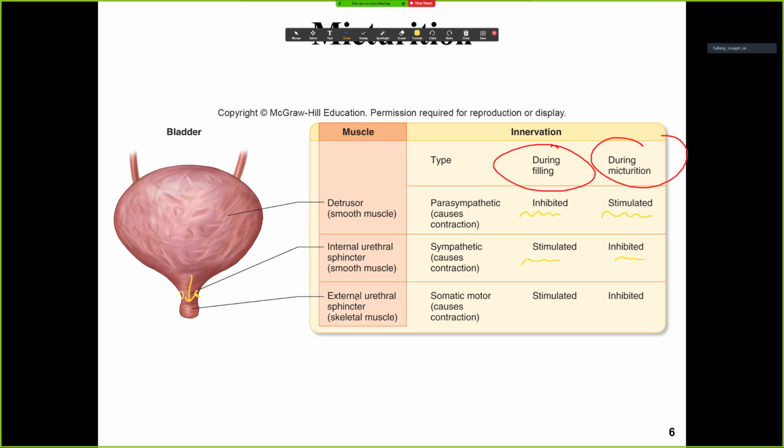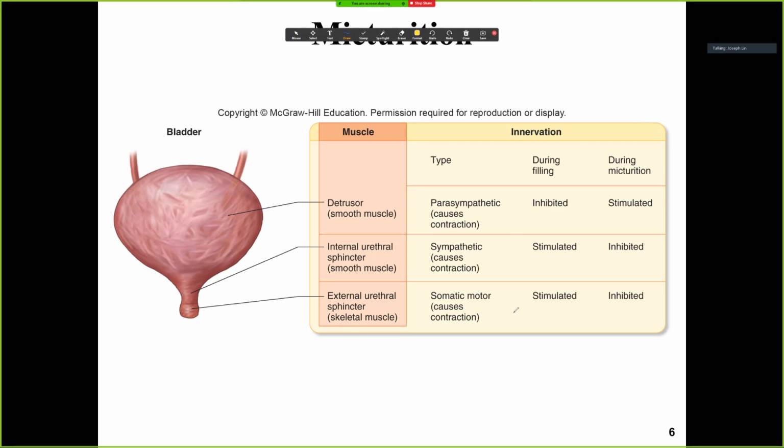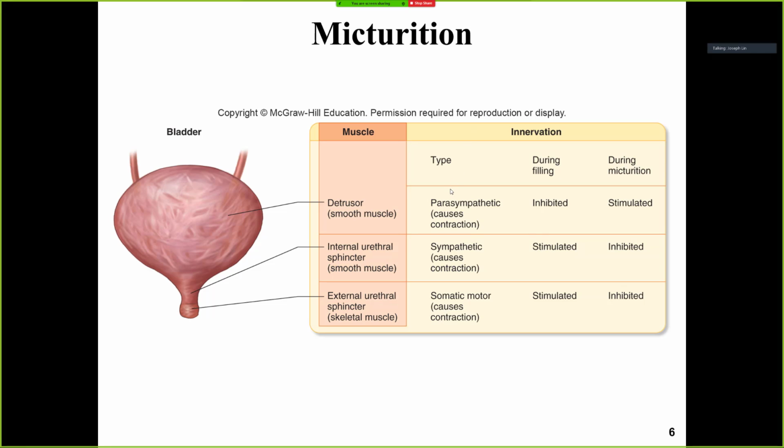And then the last part is the somatic one, which, as you can see, in most cases, you have some slight control of it. But when you are filling and as the urine is piling up, the somatic motor neurons are going to be stimulated to help you maintain it being closed. And then, of course, when you are allowing yourself to urinate, it's going to open up so that the urine can come out. So just be aware that it's a couple of control systems, right, to ensure that you have a management of your urine. You don't just leak urine out.